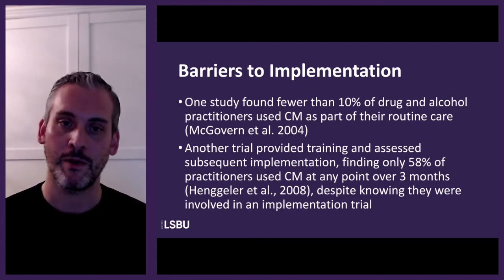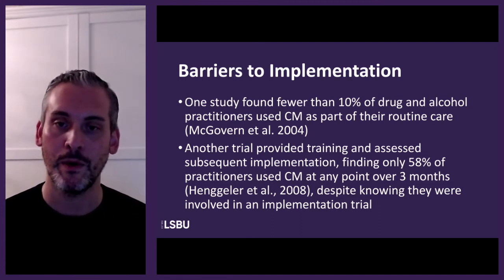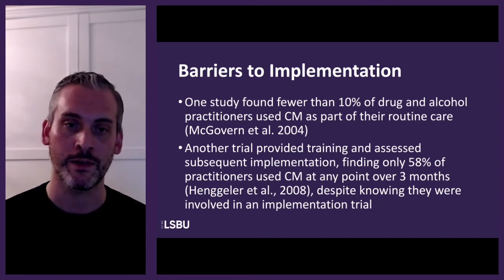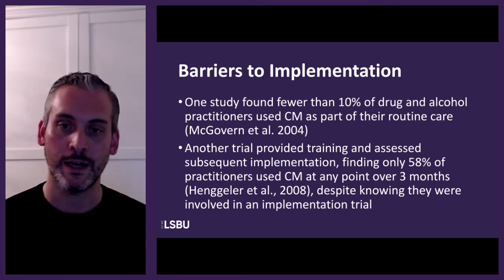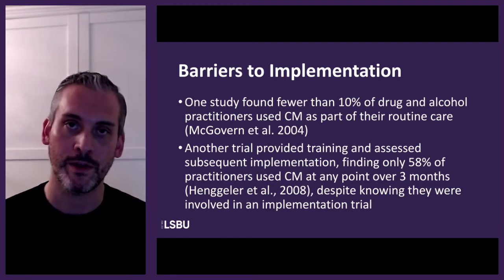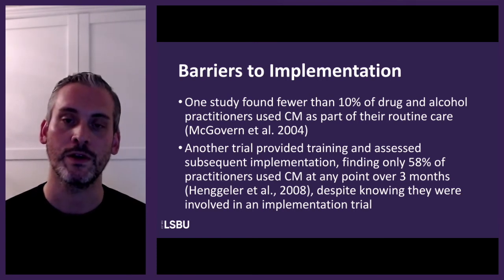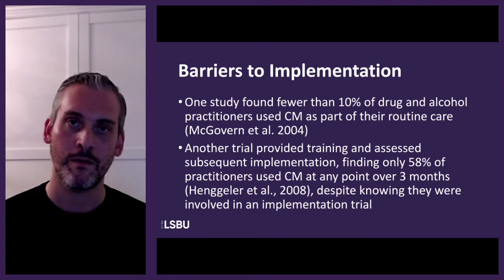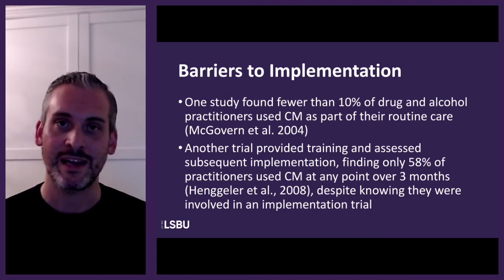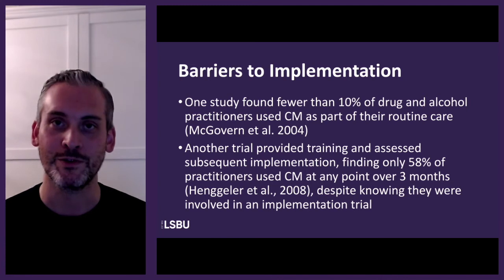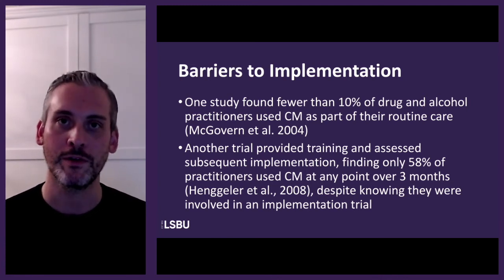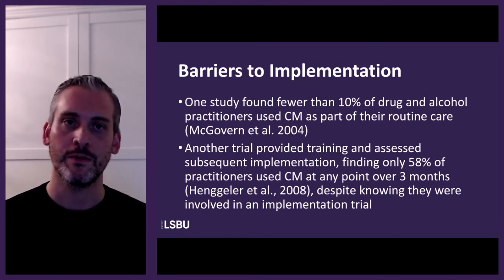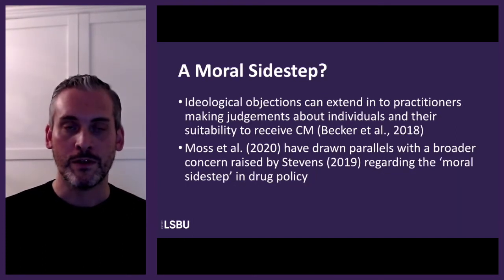Only 58% of practitioners used contingency management at any point over a 3-month period in Hengeles et al.'s trial in 2008. So despite knowing they were involved in an implementation trial, fewer than 2/3 of people given dedicated and specific training on the use of contingency management actually went on to use it. Again, that's a very low rate when you consider that it's likely to end up being lower once the implementation trial is over and once you know that you're not going to be asked again whether you're using it. So clearly there are problems in terms of the implementation of contingency management.